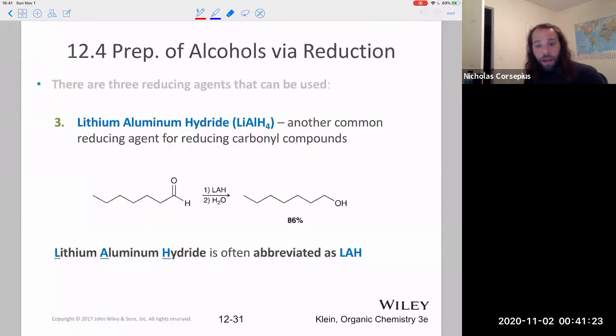So the other one that I sort of introduced before is lithium aluminum hydride. Again, what do you think when you hear hydride? You think nucleophilic hydrogen. And so it does the same thing. It can reduce carbonyl compounds down to alcohols.